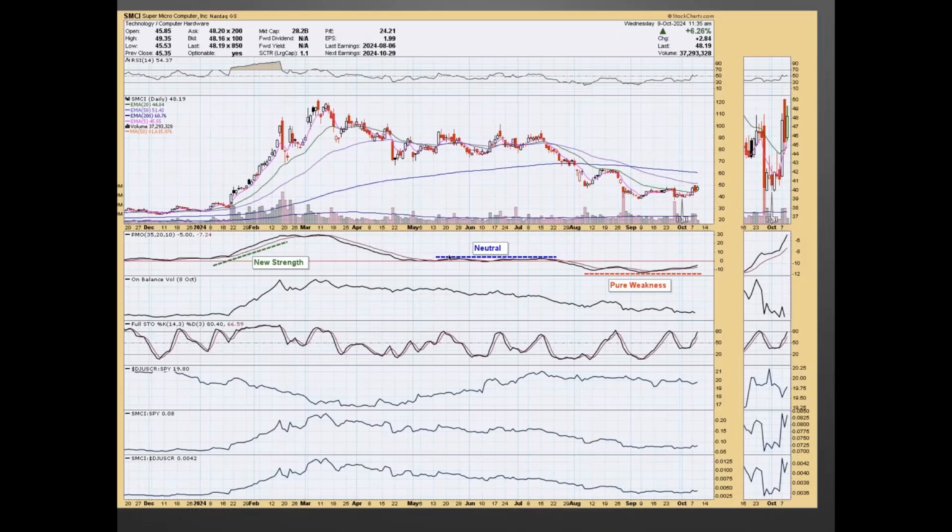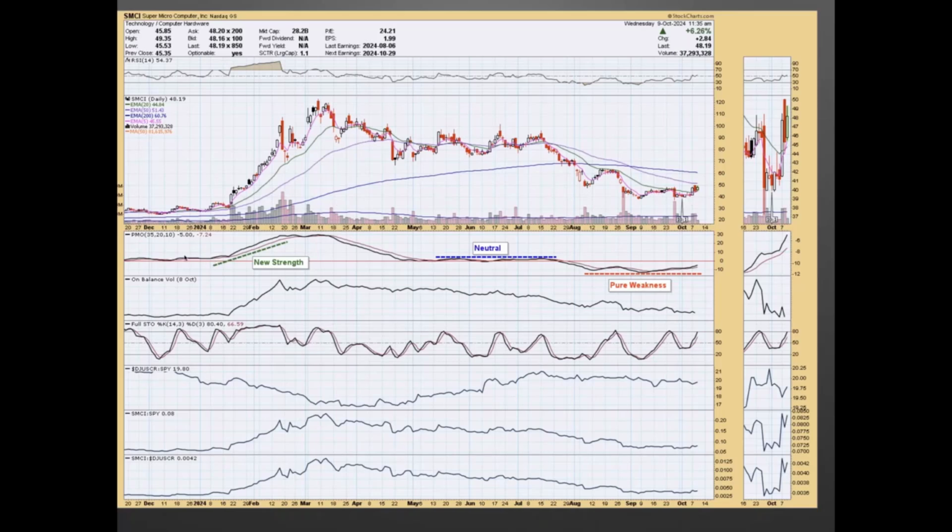This is, like I was telling you about crude oil, where you've got a flat PMO sitting right on the zero line. That's neutral. That's about as neutral as you can get. And as you can see, price basically didn't do anything during that period. Here's a sign of pure weakness. And you can see the stock price was in decline for most of that period.